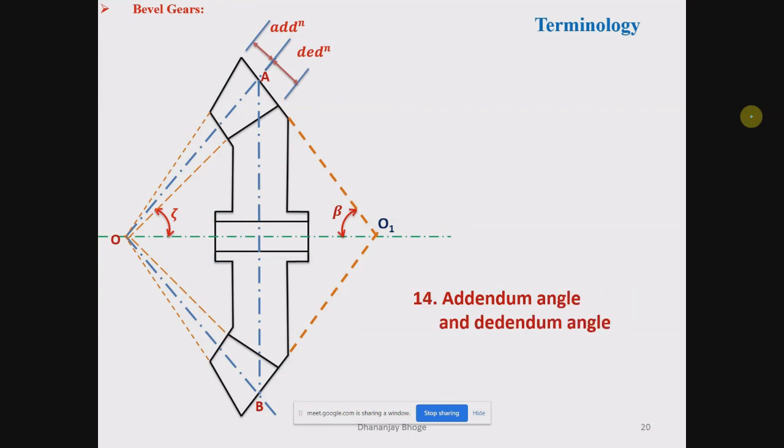Next, addendum angle and dedendum angle. वरच्या tooth कडे लक्ष द्यायचं आहे. I will show the addendum angle and dedendum angle. Angle subtended by the addendum at the cone apex, theta A, is the addendum angle. Similarly, angle subtended by the dedendum at the cone apex is dedendum angle theta D.